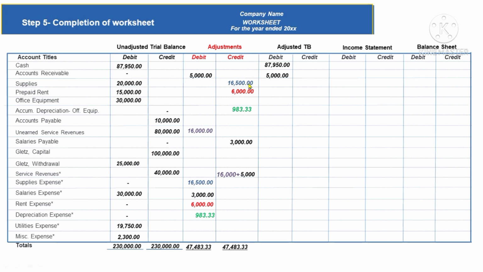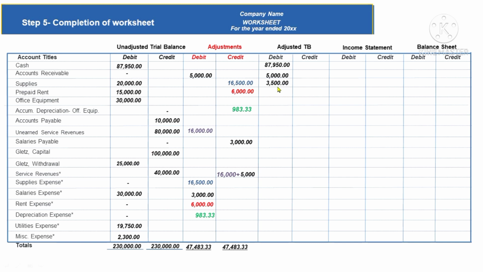If in the unadjusted trial balance, the account title has a debit balance, but on the adjustments there is a credit entry, or the other way around, which is if in the unadjusted trial balance the account title has a credit balance, but in the adjustments column there is a debit, then what will appear on the adjusted trial balance is the difference of the amounts, just like this supplies account. In the end, the supplies of only 3,500 will be registered on the adjusted trial balance.